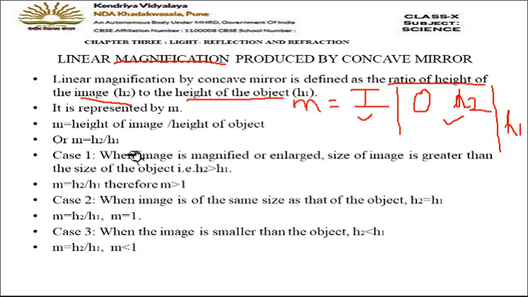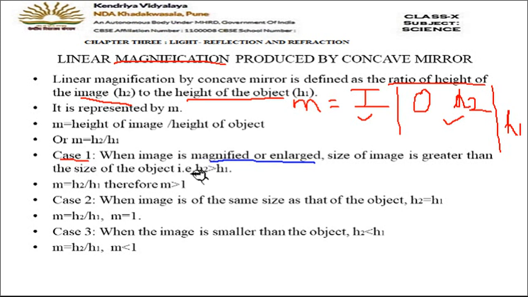Now, let us study some of the cases. The first case is when the image is magnified or enlarged. What will happen to the size of the image now? How will you find out? So when the image is magnified or enlarged, the size of the image is greater than the size of the object. This is very clear. When we say that the image formed is very large, enlarged, magnified, it is clear that the size is more than the size of the object.